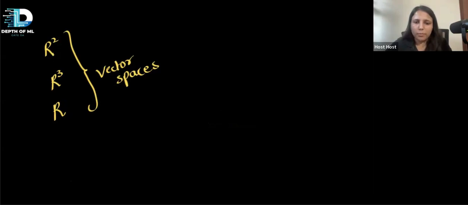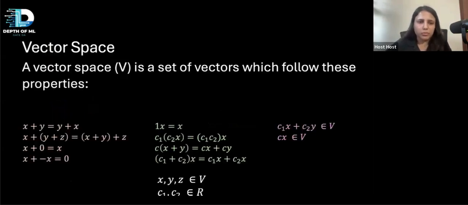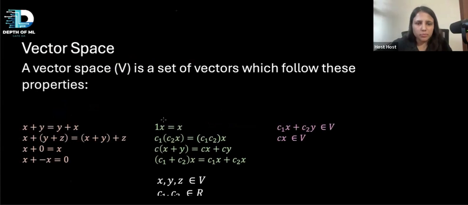Now let me formally define vector spaces for you. Okay. So a vector space V is a set of vectors which follow certain properties. So let me just do this.